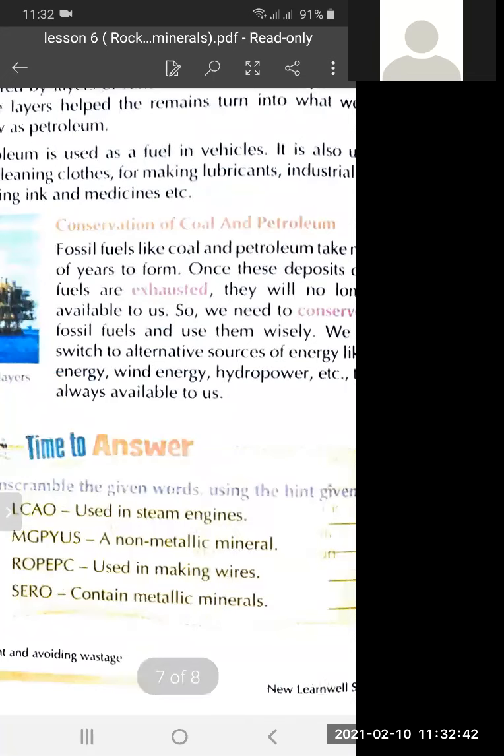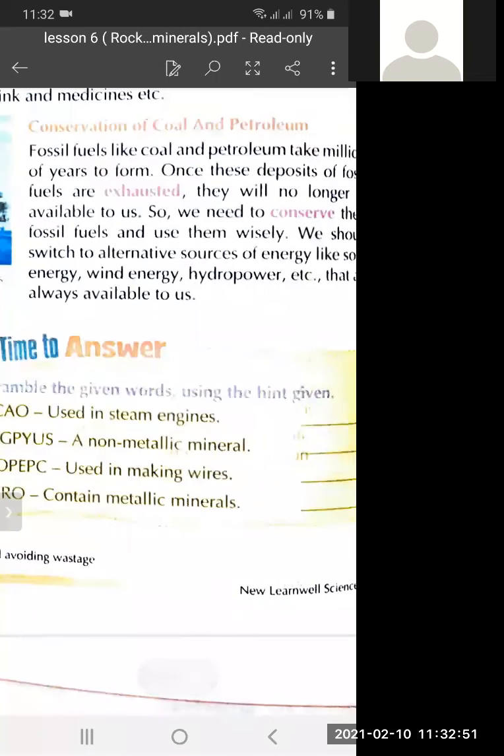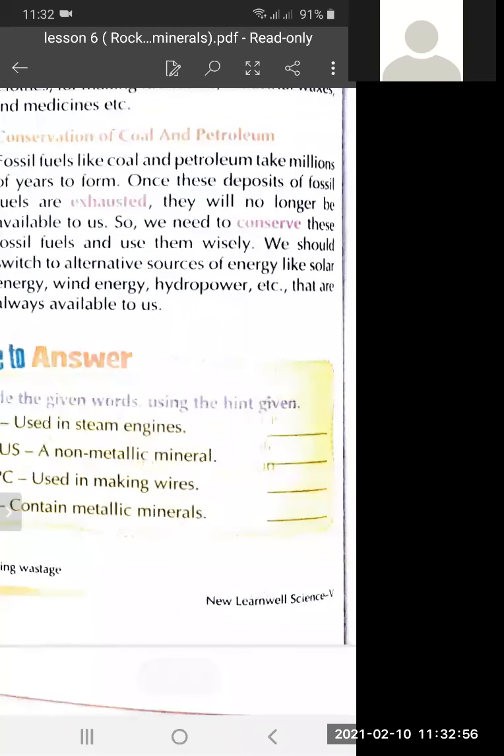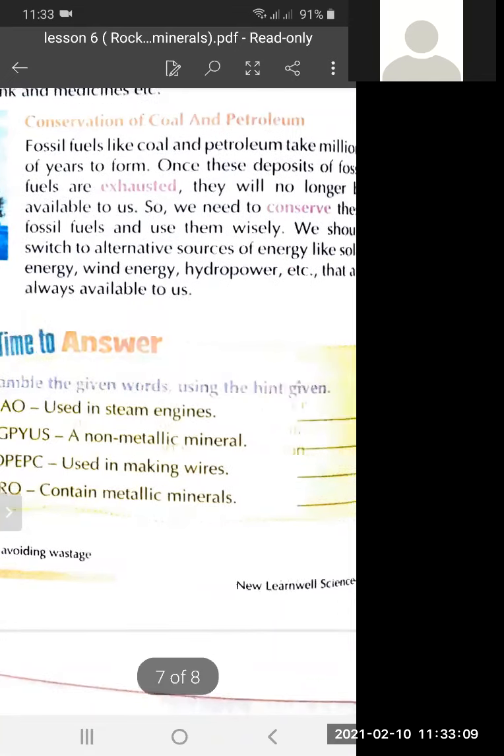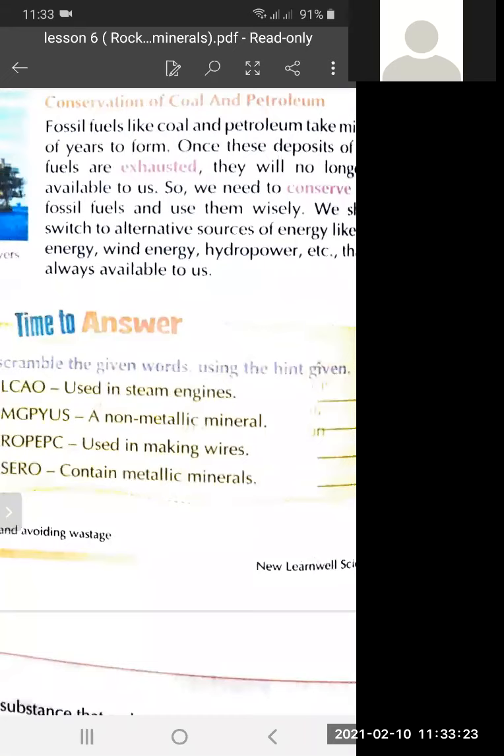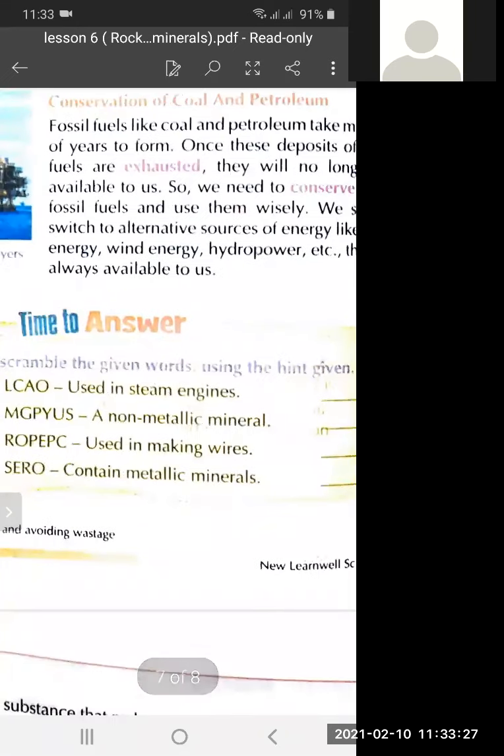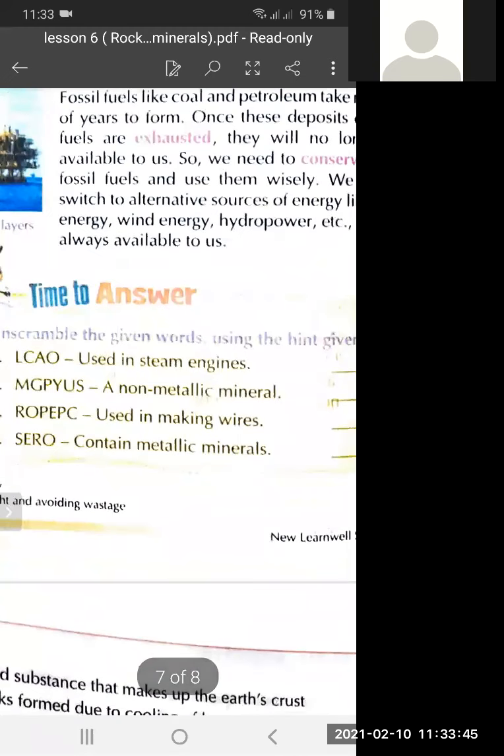Now, conservation of coal and petroleum. Fossil fuels like coal and petroleum take millions of years to form. Once these deposits are exhausted, they will no longer be available to us. So we need to conserve these fossil fuels and use them wisely. We should switch to alternative sources of energy like solar energy, wind energy and hydropower energy. Students, we must think about alternative sources and work on them, because one day coal and petroleum will get exhausted. They are always available to us.